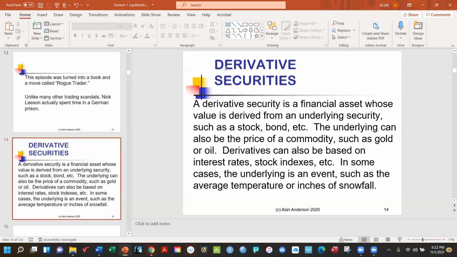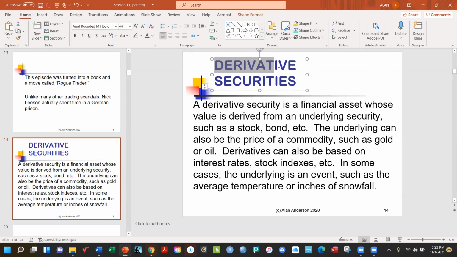All right, so we're going to start at the beginning now by explaining exactly what a derivative security is. It is a financial asset whose value is derived, and that's where the name comes from, by the way, derivative, derived from an underlying security, such as a stock or a bond.